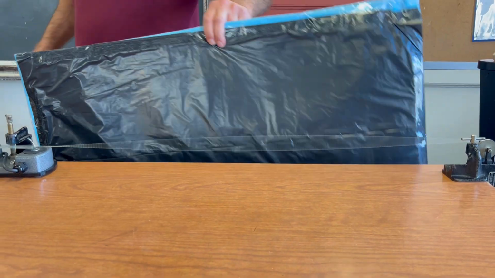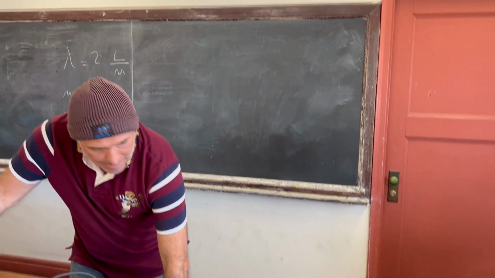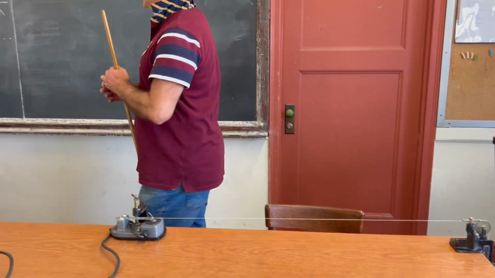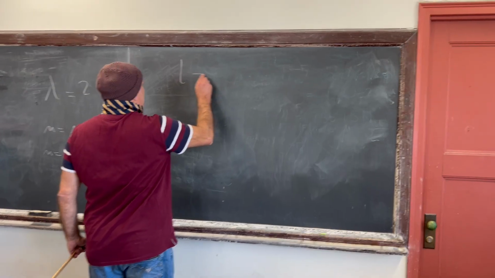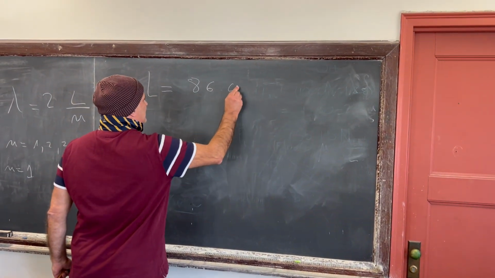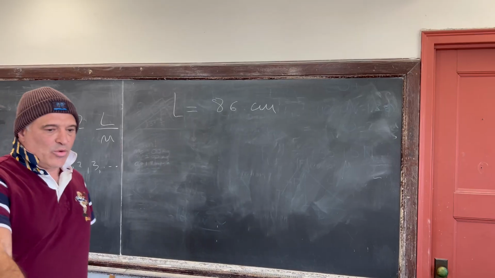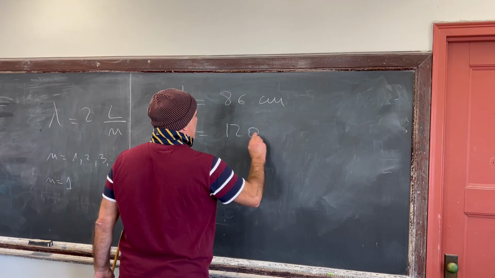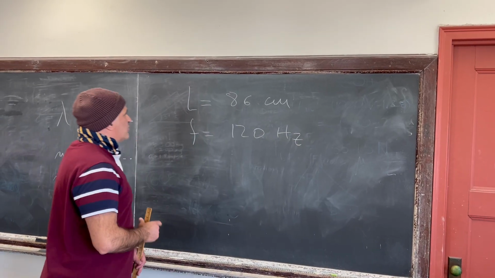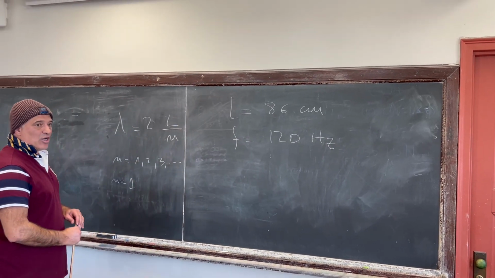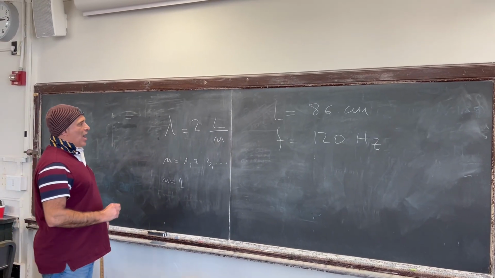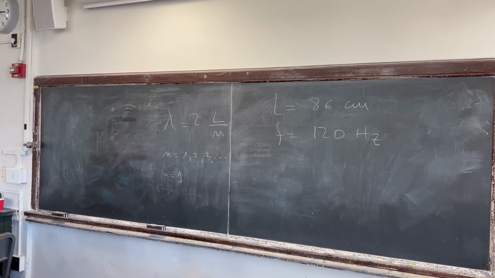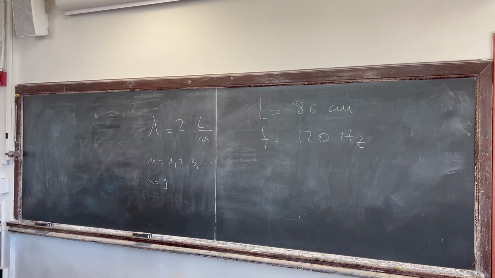So now, what we can do is measure first the length of the string, which is 86 centimeters. So L is 86 centimeters. We know the frequency from the generator, that is 120 Hertz. And so with the value of L, because we know it is the n equal 1 mode, we can determine the wavelength.